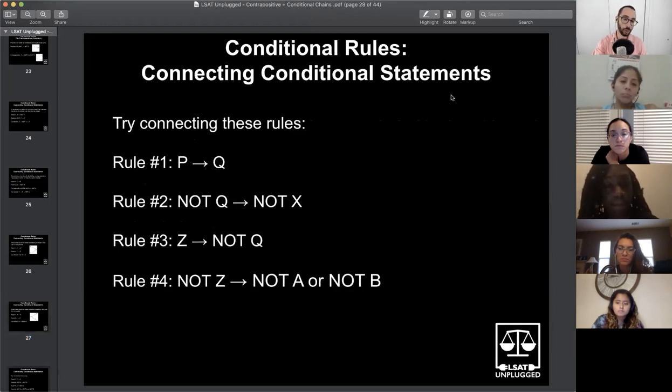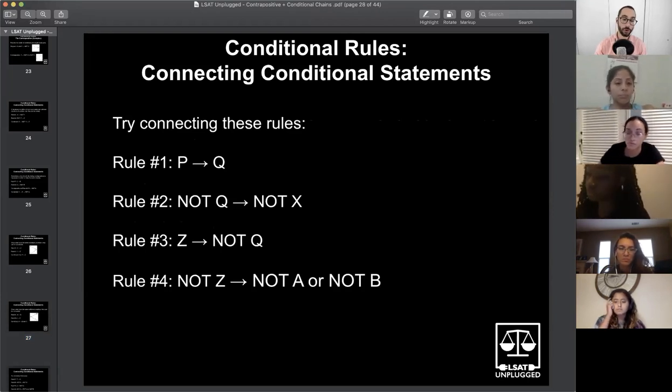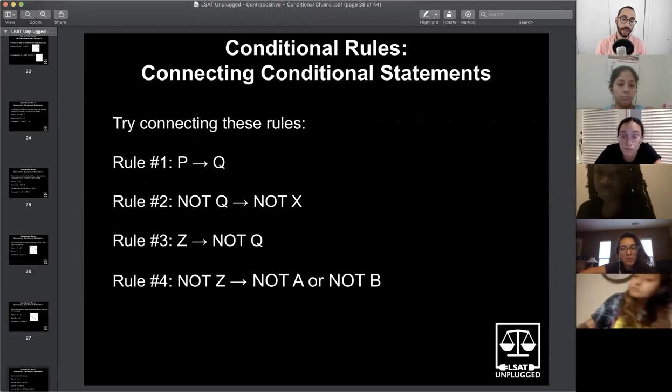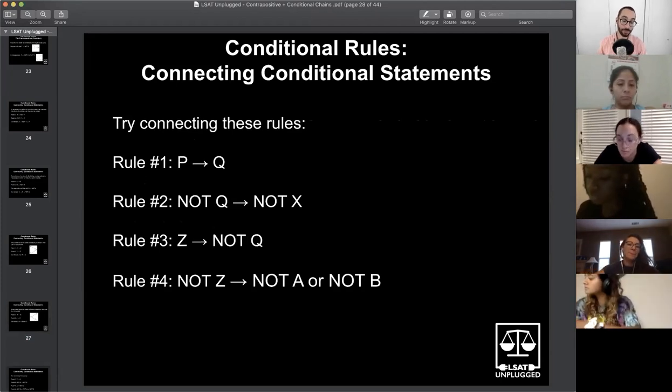Now, we've got a drill for you. Try connecting these rules. First, P requires Q. Secondly, not Q requires not X. Third, Z requires not Q. And then not Z requires not A or not B. So what would it look like to link those together? I'll give you a moment.